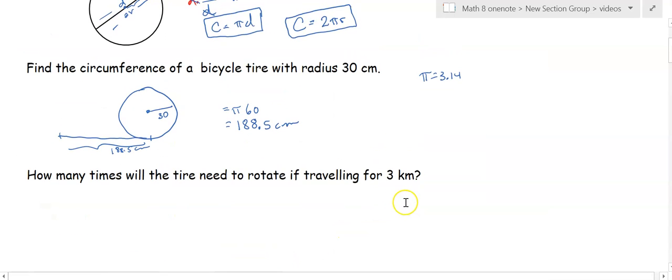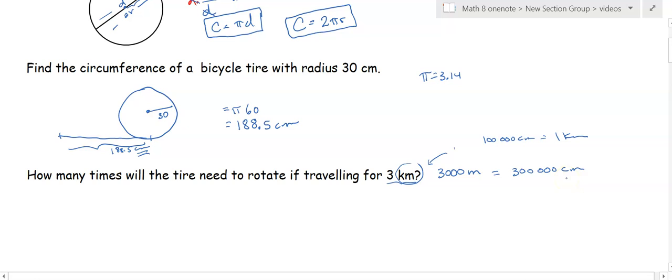So if we wanted to know how many times it rotates in 3 kilometers, well, this is in kilometers and this is in centimeters, so that doesn't match up. So we need to convert either this to kilometers or this to centimeters. So let's convert kilometers into meters first. We know there's 1,000 meters in a kilometer, so we have 3,000 meters. And we know that there's 100 centimeters in every meter, so therefore we have, multiplied by 100, we're going to get 300,000 centimeters. Or in other words, you can learn that there are 100,000 centimeters for every 1 kilometer.